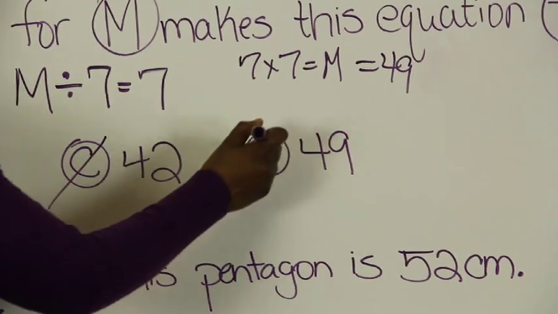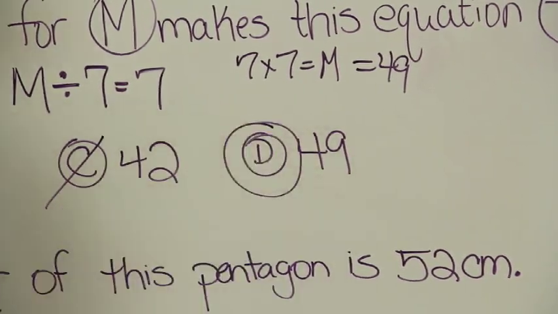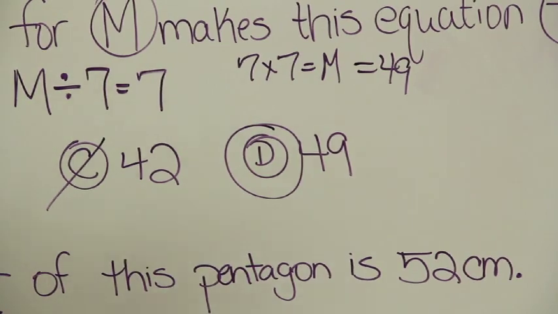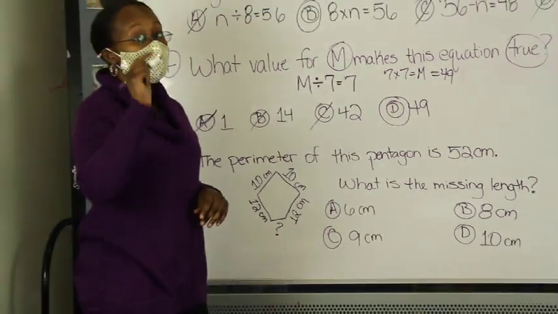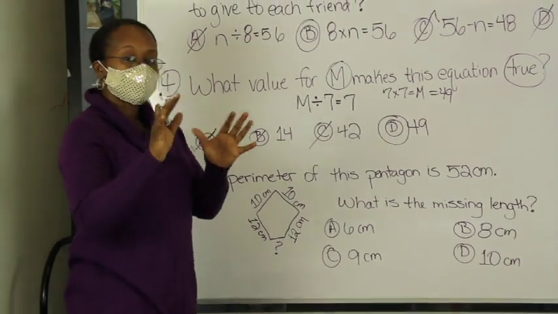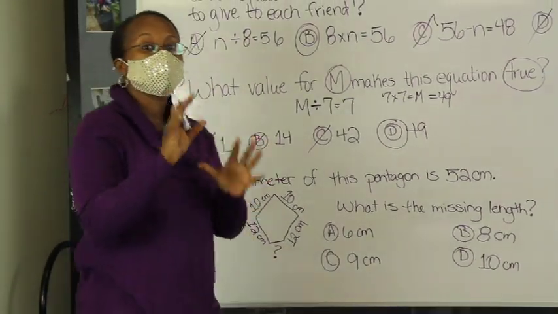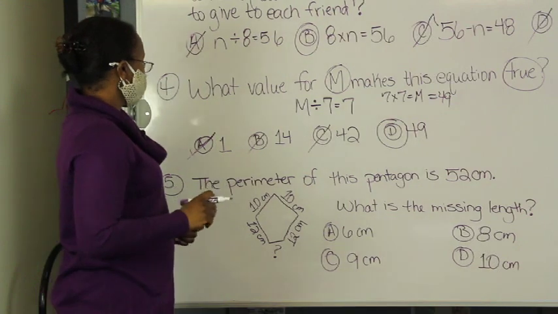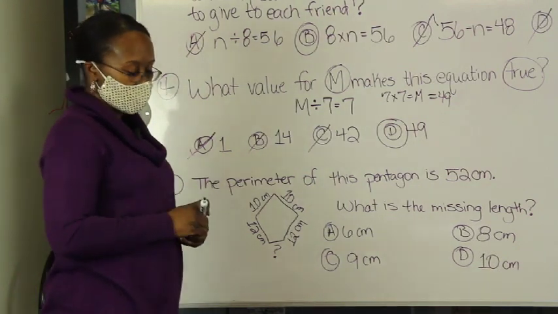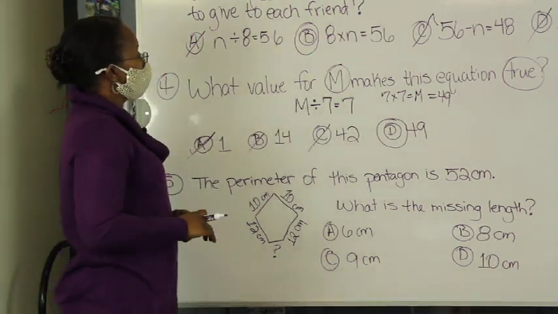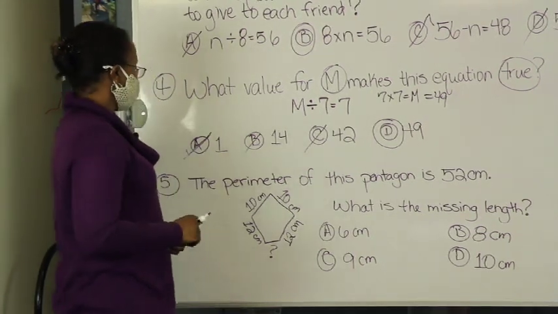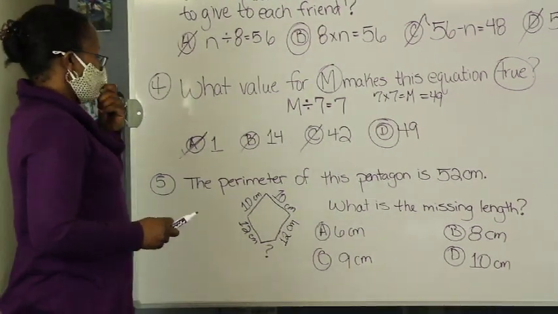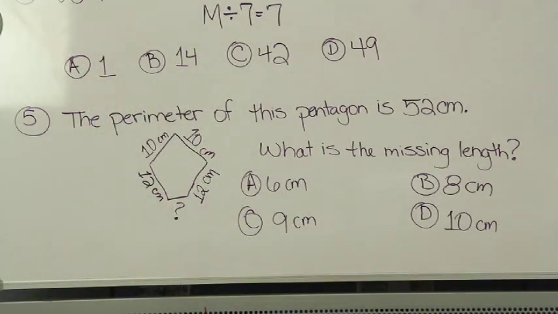I know I'm doing all of this, but everybody thinks differently, so I'm trying to go through it the longer way. If it comes to you quicker, that's great for you. So do what works for you, okay? Just make sure you don't rush through it, all right? So our answer is going to be D, 49, to make the problem true, okay? Now, let's move on to number 5.